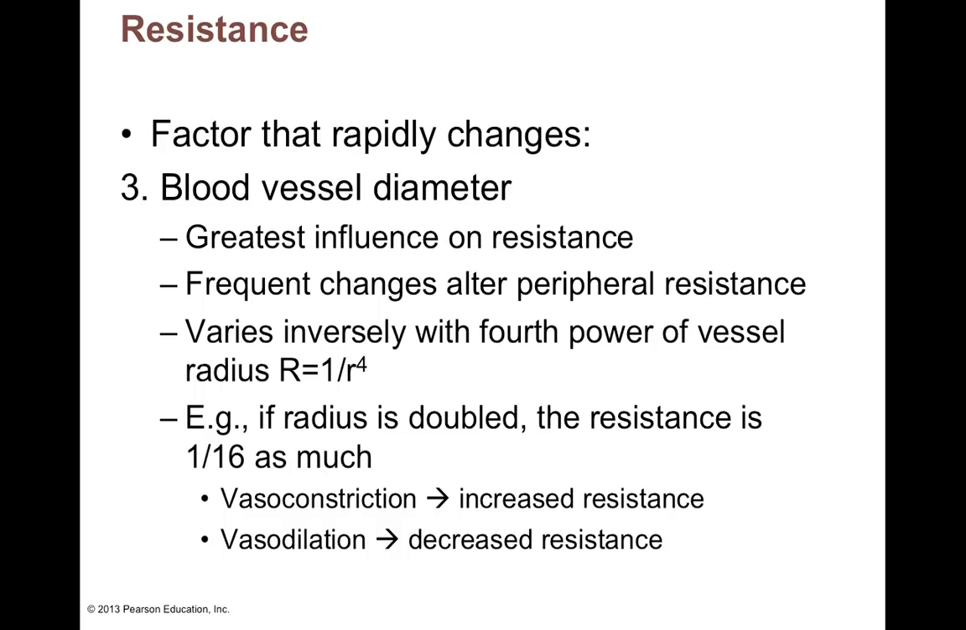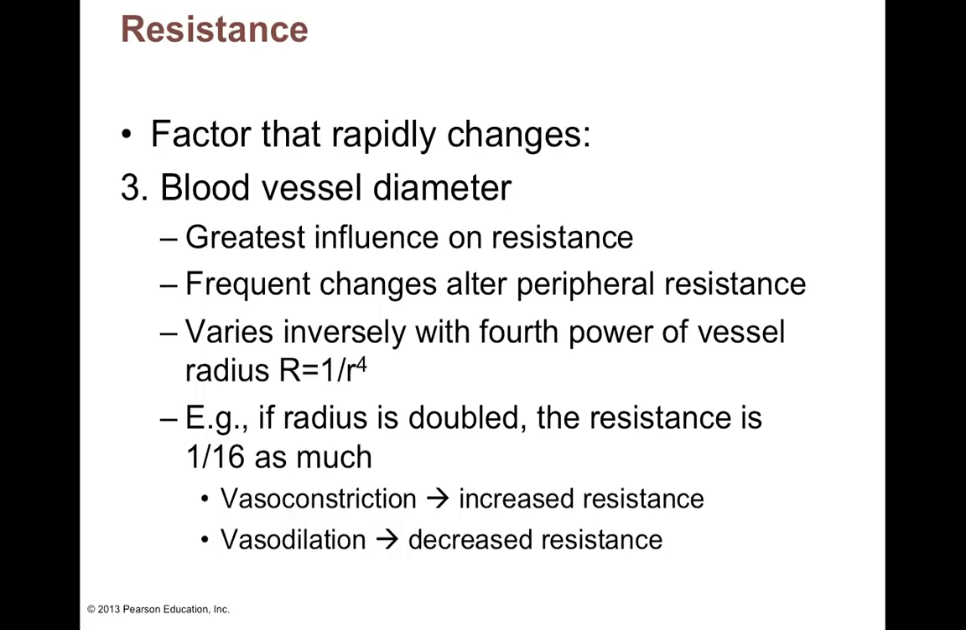So this equation uses radius as your example. You could say blood vessel diameter. It doesn't matter. It's pretty much the same thing. Okay. So if you increase the radius by vasodilating, what happens to resistance? Decreases resistance. What happens to flow? You increase flow. Very good.